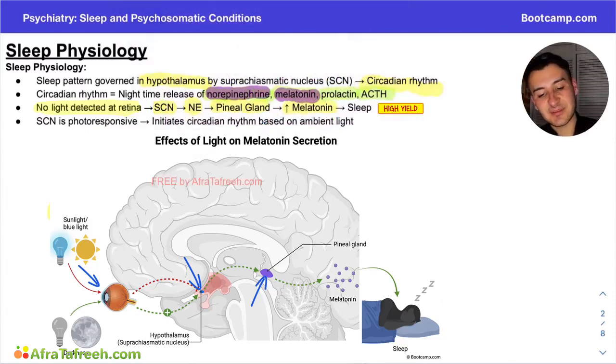So on test day, when it comes to this pathway, this is going to be the key one you guys are going to want to memorize, because if you understand this, then there are very few questions about sleep physiology that you're going to miss on test day.